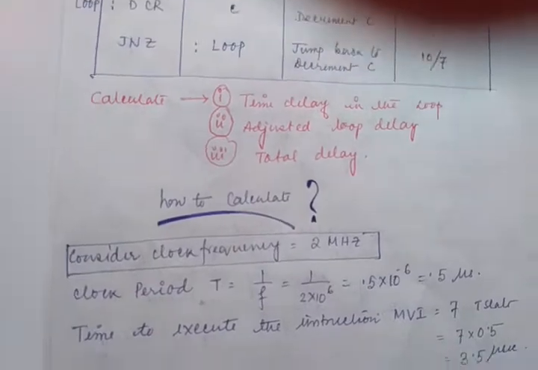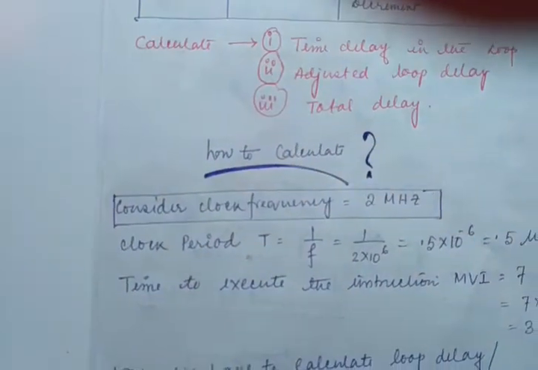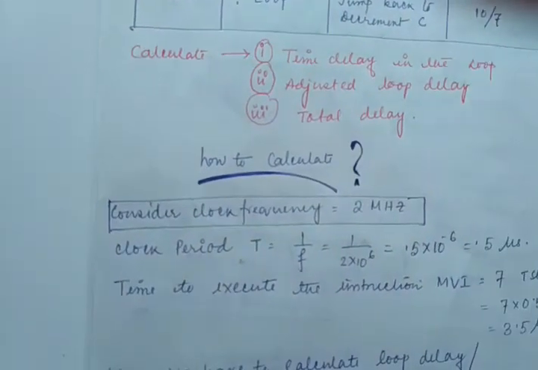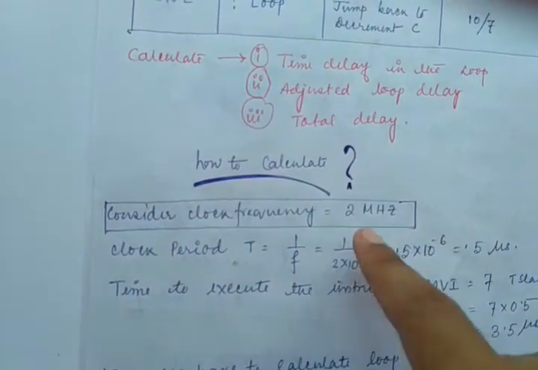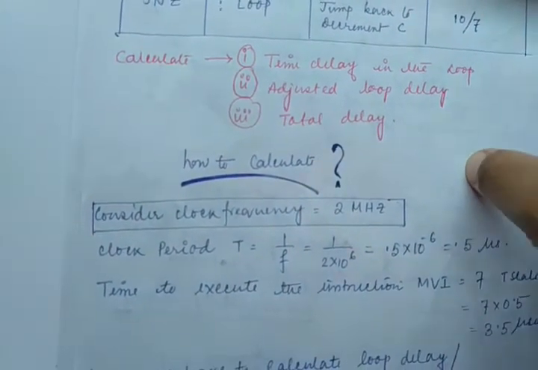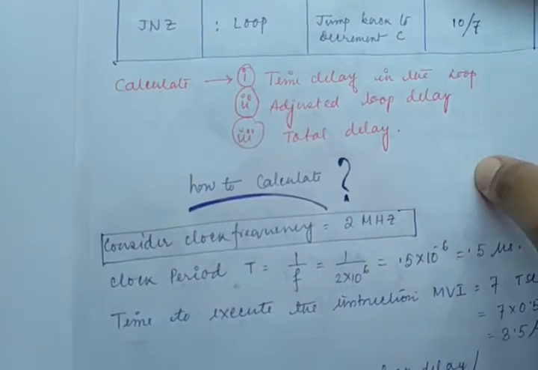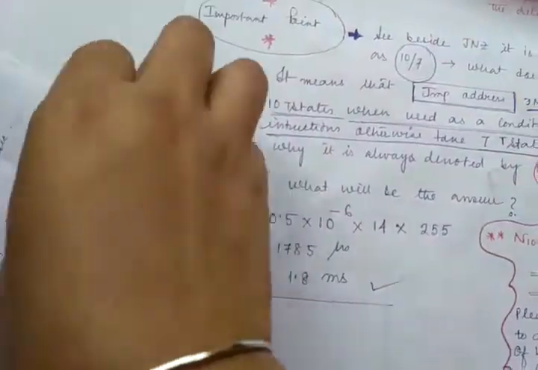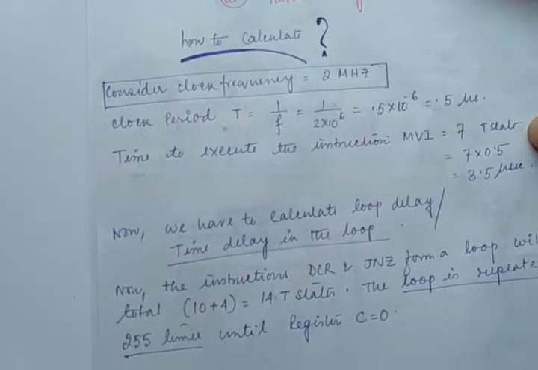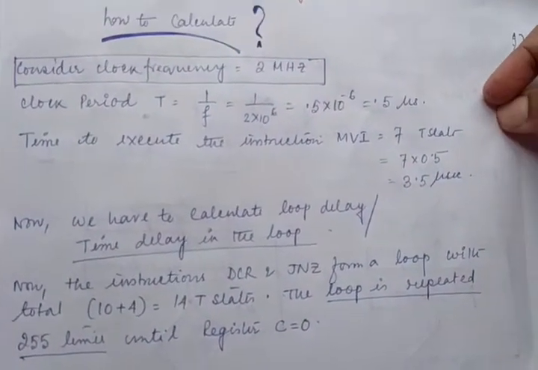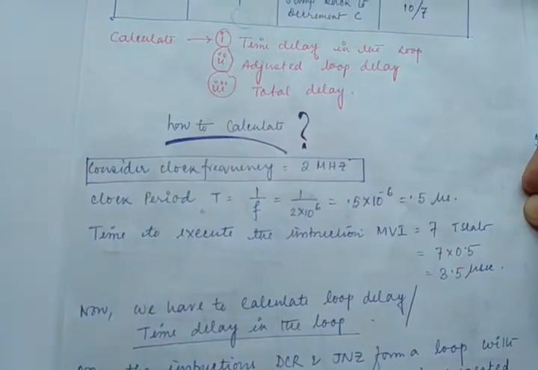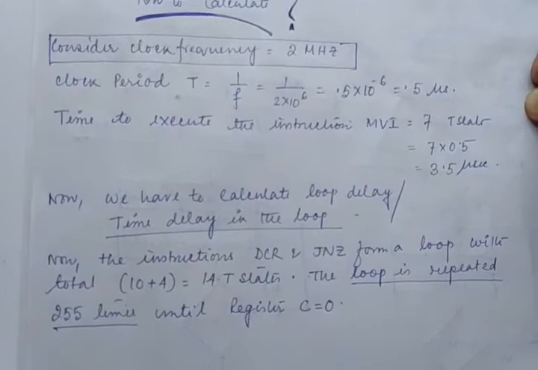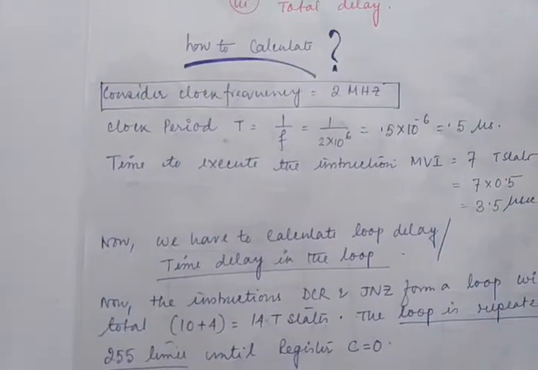Okay, so if it is 2 megahertz, what is your clock period? Because we require the value of T, since the T state is related to that. T equals 1 by f. Simple calculation: 1 by 2 into 10 to the power 6, that is 0.5 into 10 to the power minus 6, that is 0.5 microsecond, right? So the time to execute the instruction MVI, that is 7 T states, is 7 into 0.5, that is 3.5 microseconds. This part you have already done, right?